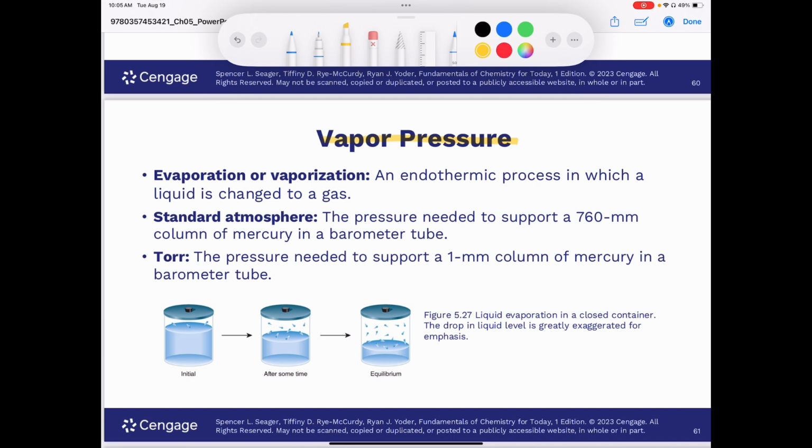So let's go back to the idea of evaporation or vaporization, trying to mix the two words together.